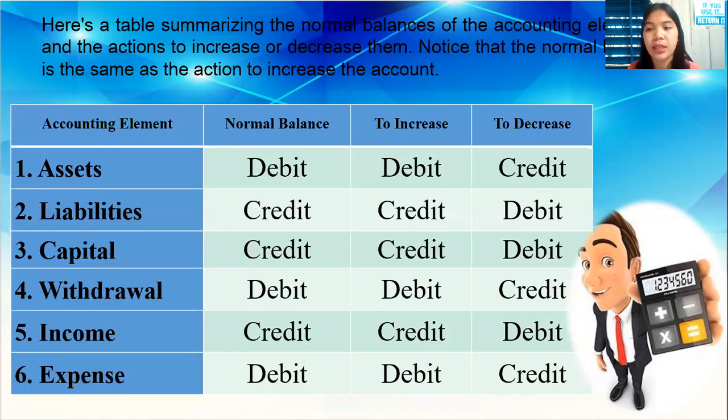assets, withdrawals, and expenses, their normal balance is on debit side. If you're going to increase those particulars, you need to debit it. But if you decrease those particulars, you need to credit it. The normal balance of liabilities, income, and capital is on credit side. If you are going to increase those specific particulars, you are going to credit it. But if you are going to decrease those specific particulars, you are going to debit it.